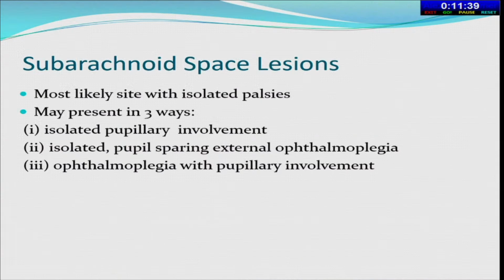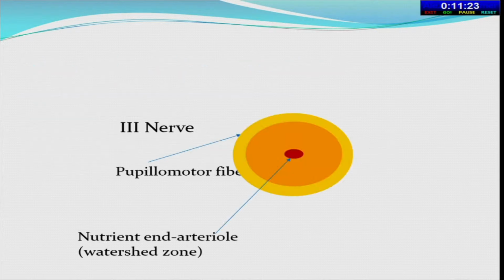The third nerve is more commonly affected in the subarachnoid space, where it can present either as isolated pupil involvement, isolated pupil sparing external ophthalmoplegia, or ophthalmoplegia with pupillary involvement. Each one of them has its own characteristics.